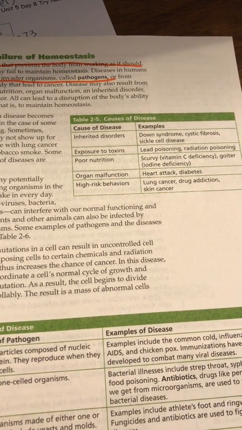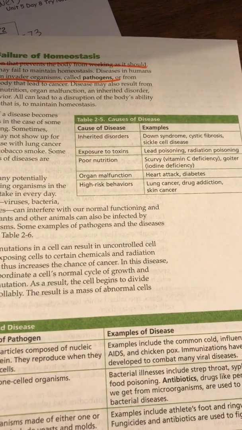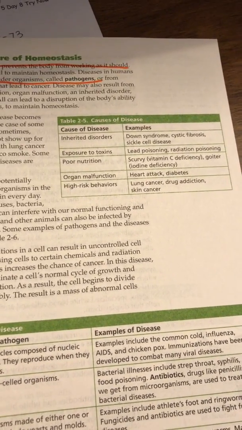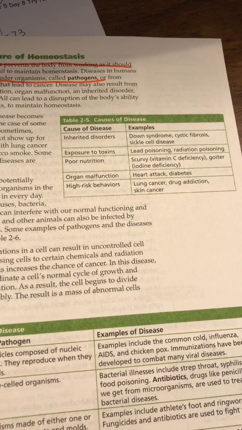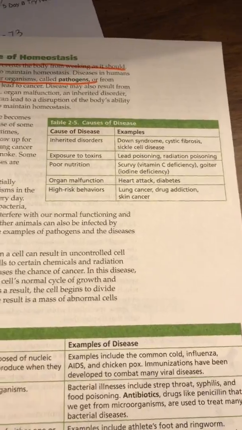Sometimes the onset of disease becomes apparent right away, as in some cases of birth defects or poisoning. Sometimes, however, the disease may not show up for many years, as in the case of lung cancer caused by exposure to tobacco smoke. Four examples of these kinds of diseases are noted in Table 2.5.